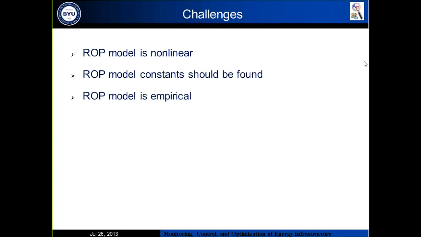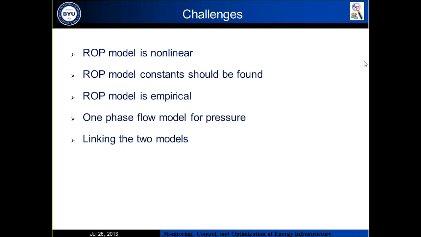And also, the ROP model is an empirical model, and I prefer it to be first principle, but because the relationship isn't completely known, researchers go to empirical methods. And again, I will be using a one-phase flow model, but it would be better if I can have a more complicated model that can capture the dynamics better, although this is reported to be a good model for me. And linking the two models will be another challenge for me.